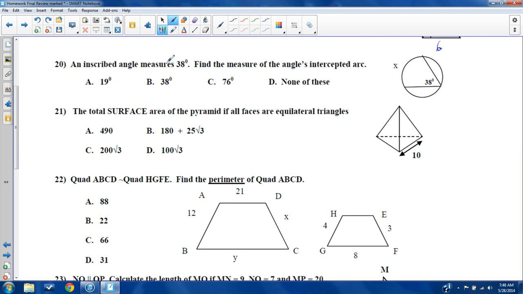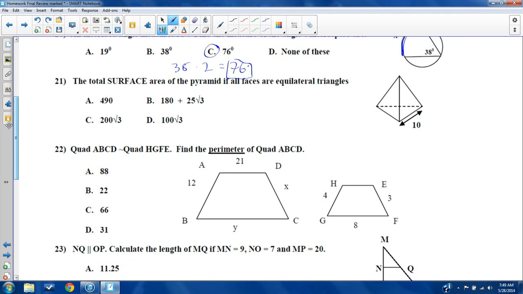An inscribed angle measures 38 degrees. Find the measure of the angle's intercepted arc, x. The intercepted arc is twice the measure of its inscribed angle, 38 times 2 is 76. I'll write that, though, because I need to show work. Because, you know, this might say 77, and you're like, oh, it's close, but it needs to be exact.